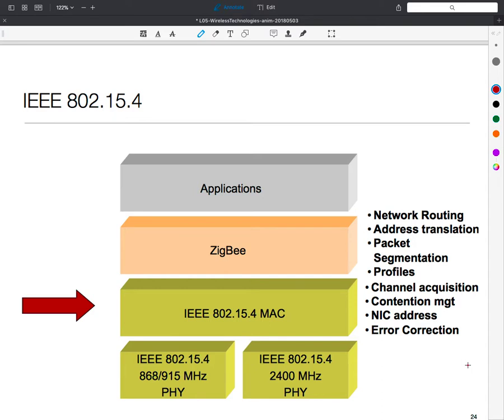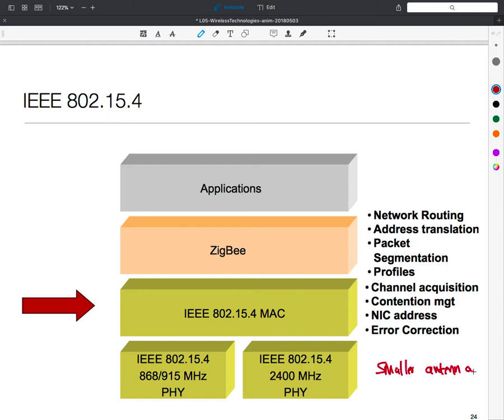If you had a choice between 2.4 gigahertz and 900 megahertz, what do you think are the trade-offs? Size of the transmitter. As the frequency increases, the antenna size can be smaller. Why smaller antenna? Antenna size depends upon wavelength, right? It's some fraction of the wavelength. So as frequency increases, wavelength goes down, so antenna size goes down. Okay, so that's one advantage.